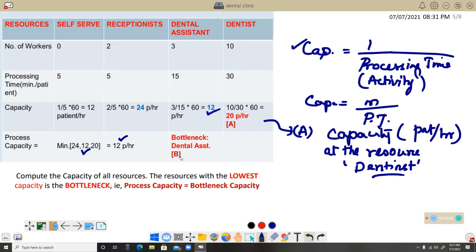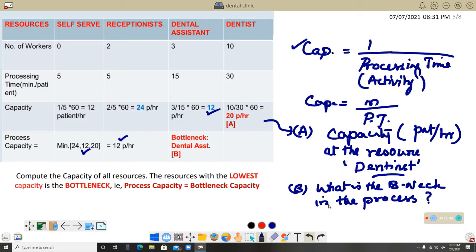So this is the answer for question B. The question B goes like this: What is the bottleneck in the process? That is question B. This was question B.